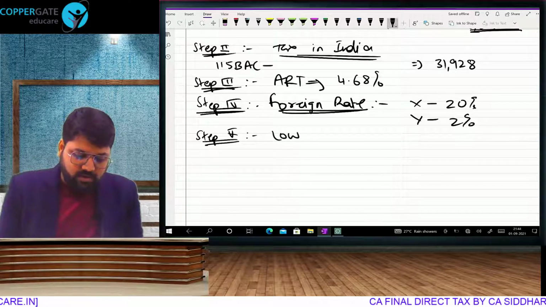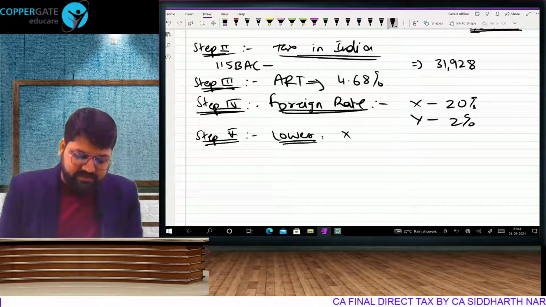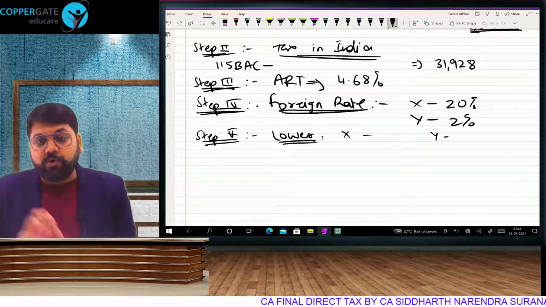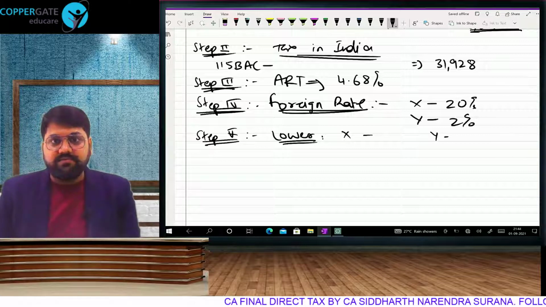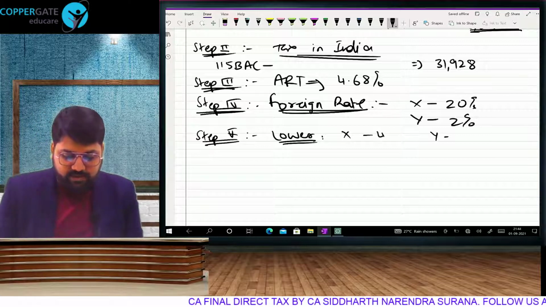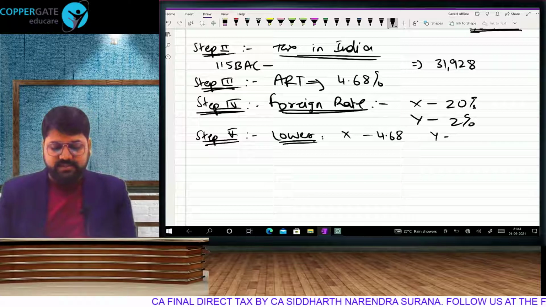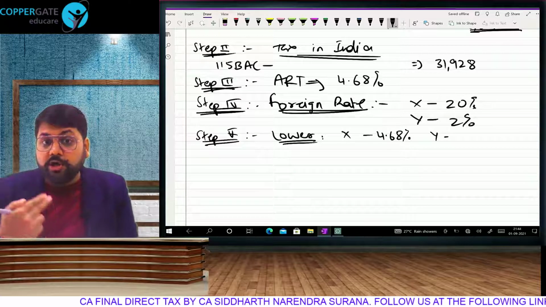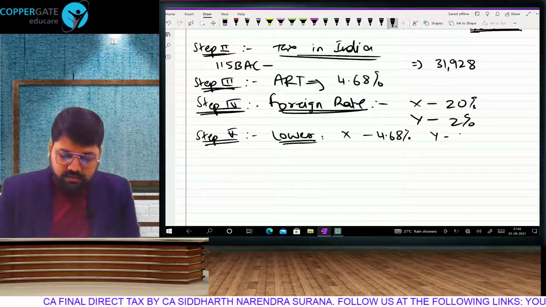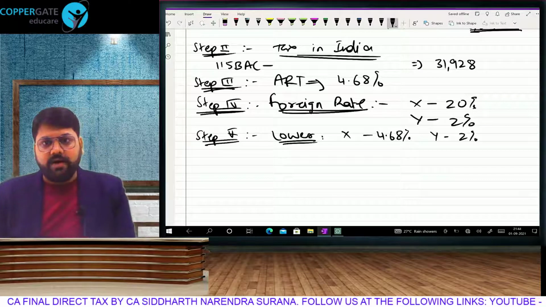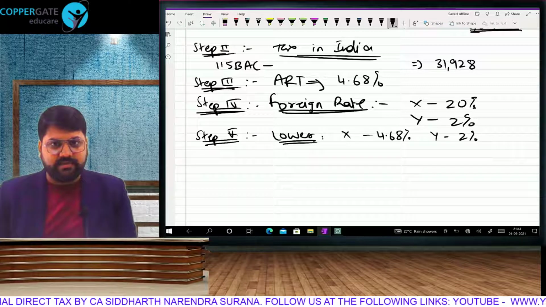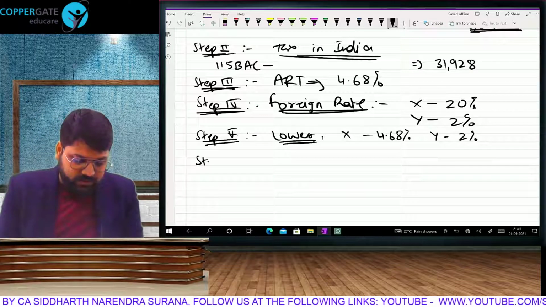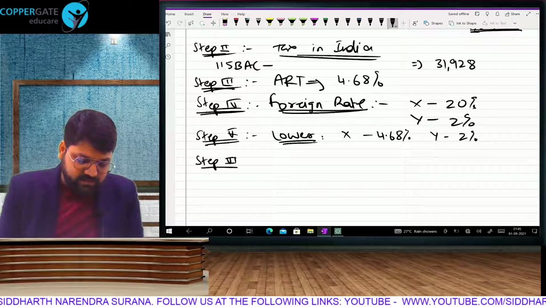Compare. Obviously, we will have to do the comparison country wise. As far as country X is concerned, can I say 4.68 or 20, whichever is lower, then our answer will be 4.68%. And in country Y, it will be 4.68 or 2, whichever is lower, that is 2%. Understanding is more important, ladies and gentlemen. Finally, in no time, we reach that place.